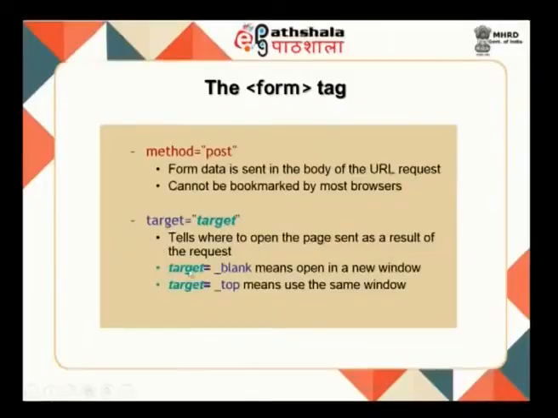And there is another attribute, the third attribute called the target attribute. It tells where to open the page as a result of the request. So, here the target can be given as underscore blank, or underscore top, or underscore self, or underscore parent. These are the different values that you can put in target.